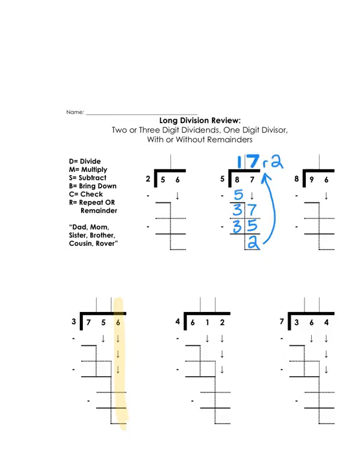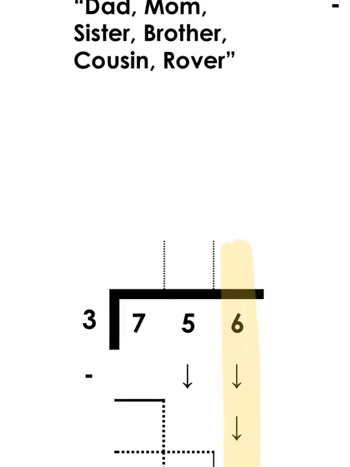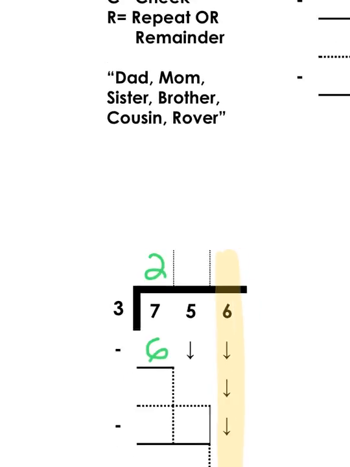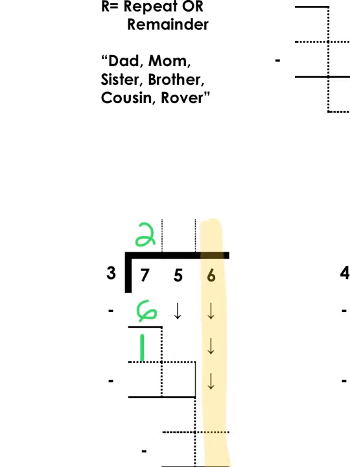So let's jump in. I know I can get 2 groups of 3 out of 7 because 2 times 3 is 6. 7 minus 6 gives me a difference of 1, and so I need to bring down my 5. I check to see if my number is larger than my divisor. It is, so I'm going to repeat the process. Now, 15 is divisible by 3 5 times because 5 times 3 is 15. And when I subtract 15 minus 15, I'm left with 0.